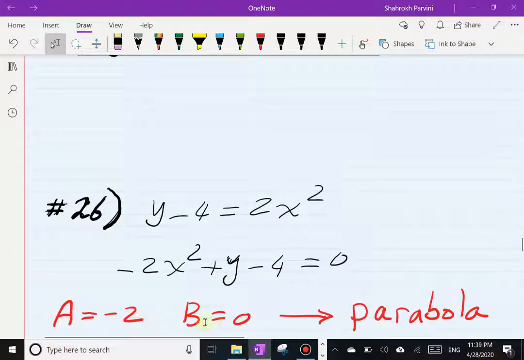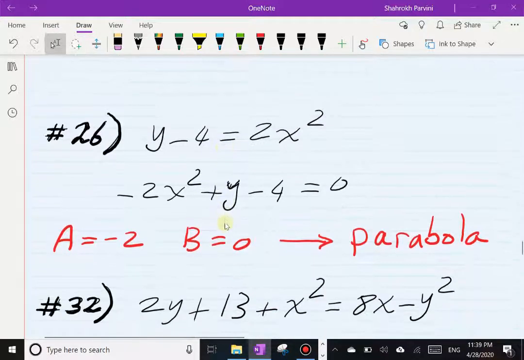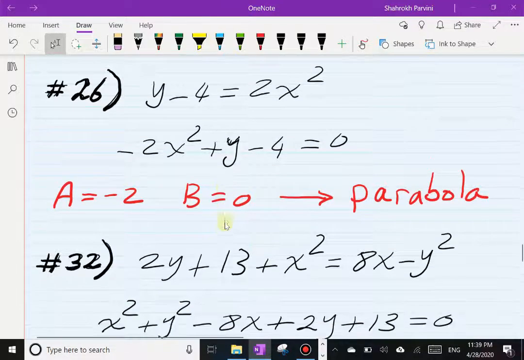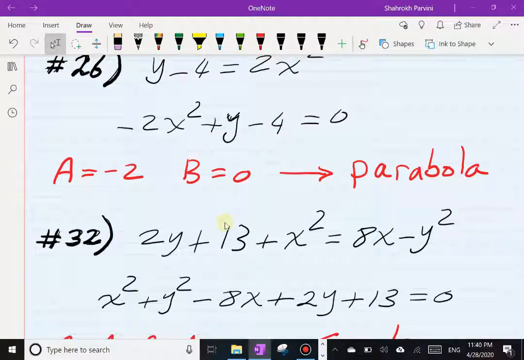And because b in this case, remember, if a is 0 or b is 0, then you have a parabola. That's what that is. In number 32, before we can decide what this is, we need to move everything to the left, have 0 on the right side. And I did. And there you go.